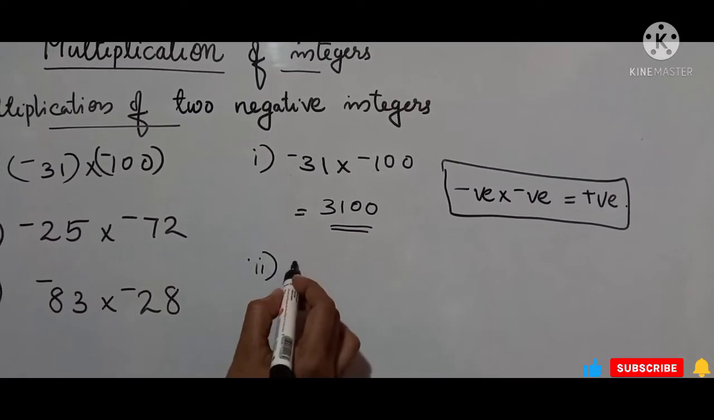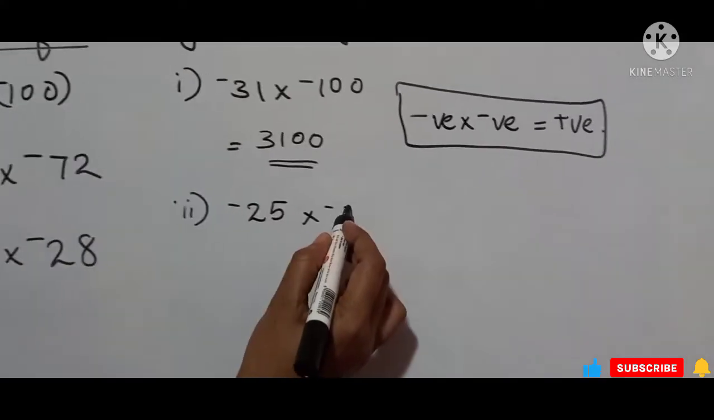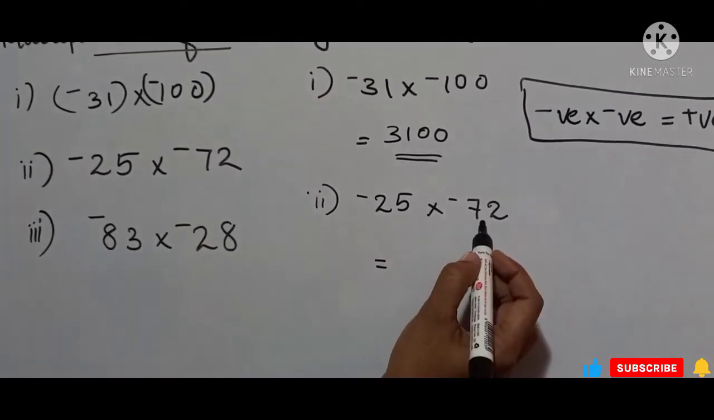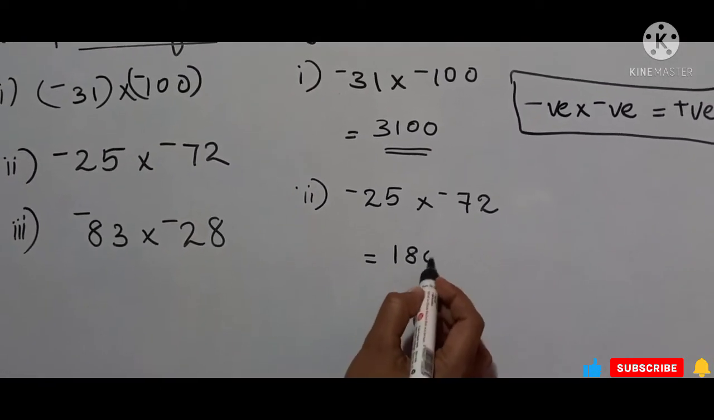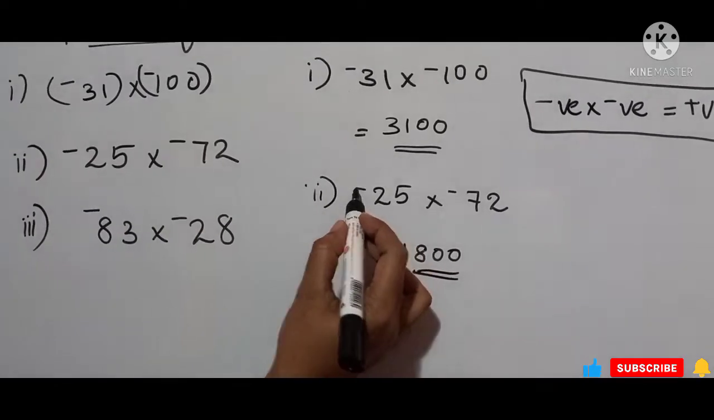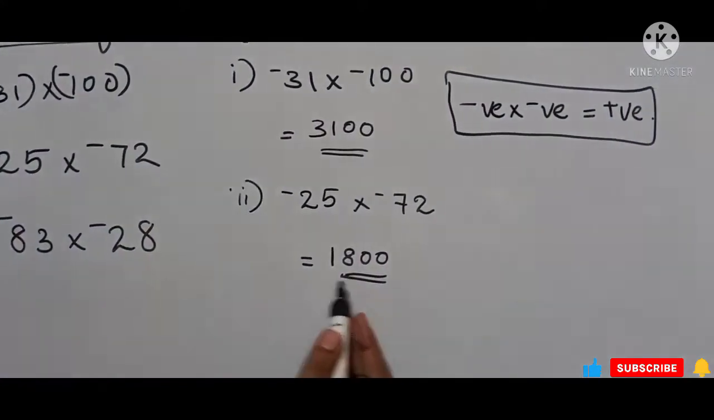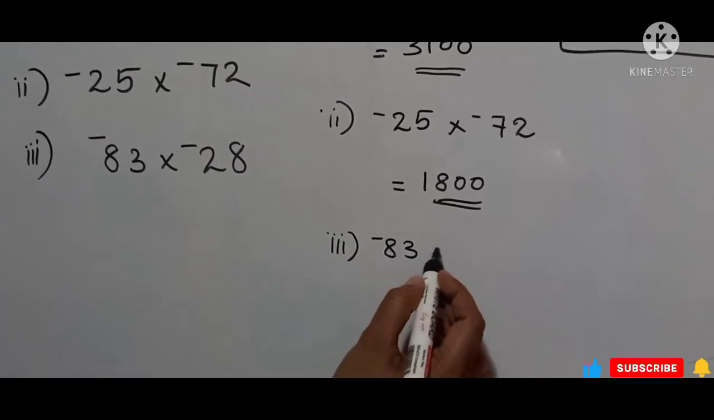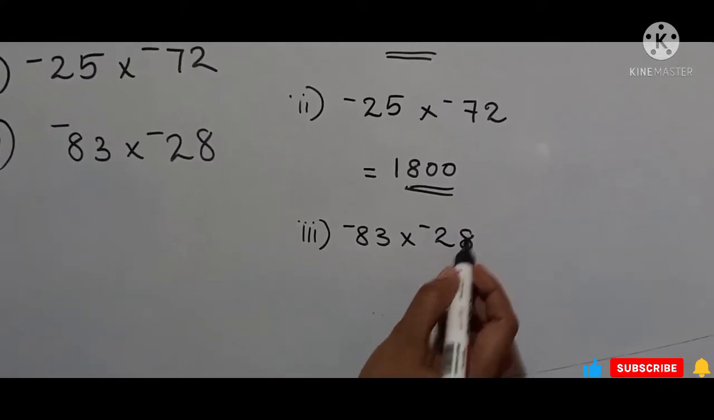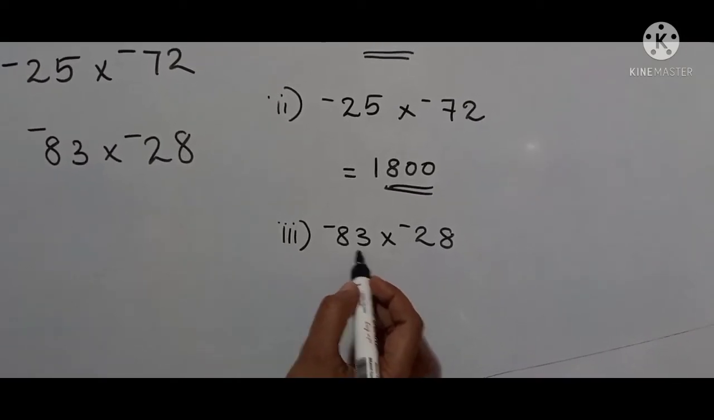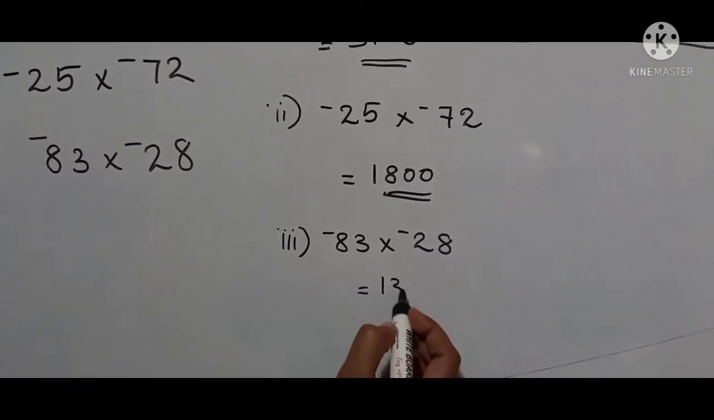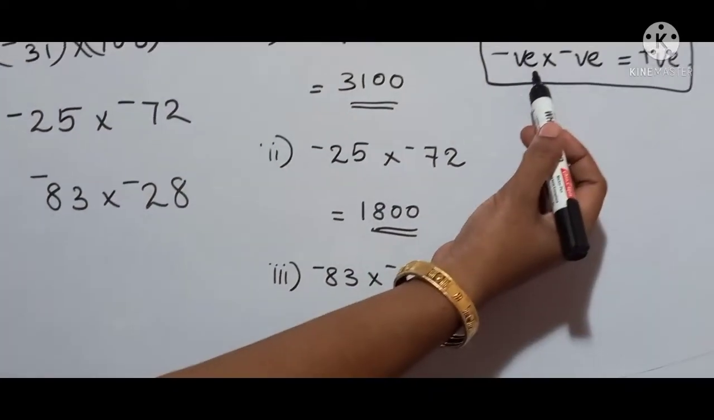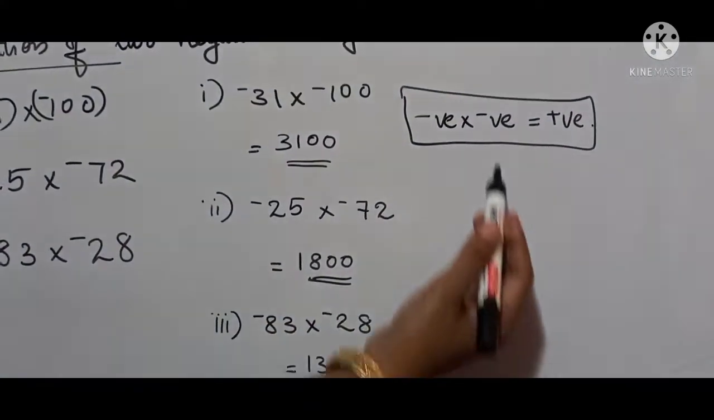Then the second question is minus 25 into minus 72. Here also both are negative. So we just find the product of 25 and 72. It is 1800, and this is positive because negative into negative is always positive. Similarly, we can find the third one. Here it is minus 83 into minus 28. The product of two negative integers is a positive integer. 83 into 28 is 2324. This is the answer. The product of two negative integers is a positive integer.